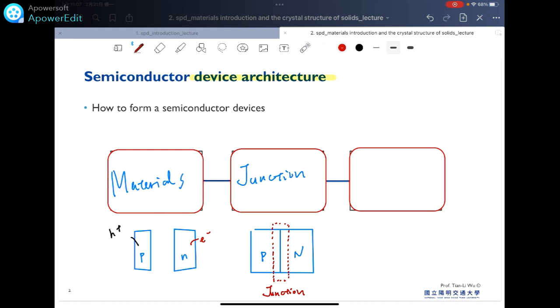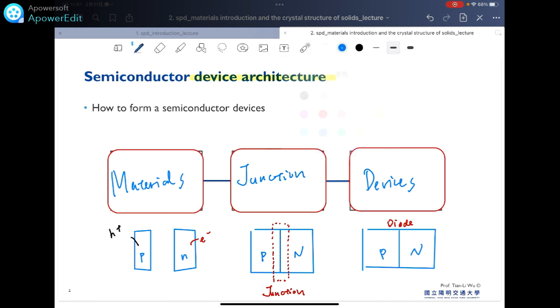And then the last one is a device. Once we understand the junction, then the overall structure is already a device. And this device is usually what we call a diode. So therefore, in order to understand the device, first we need to understand materials, and later we need to understand the junction, and then the device will have a certain correlation with the junctions. And this is the case for the diode.